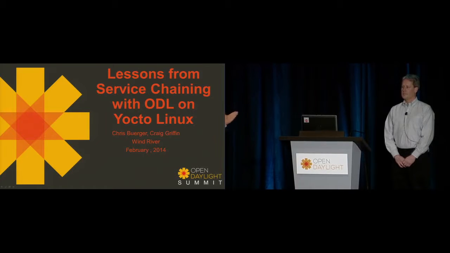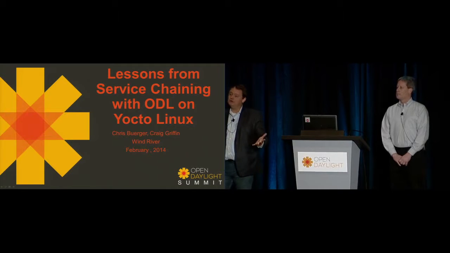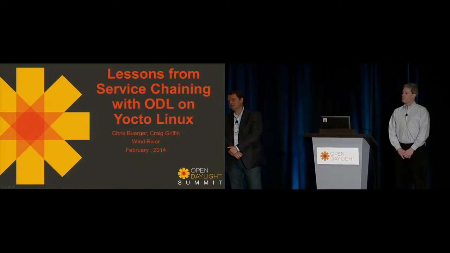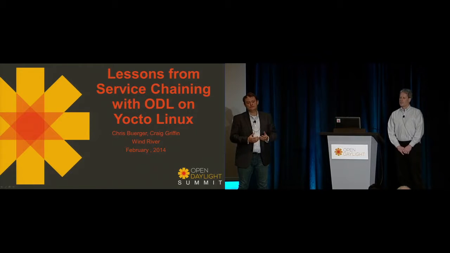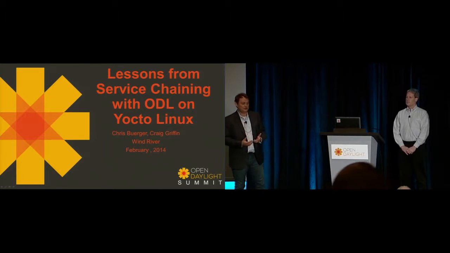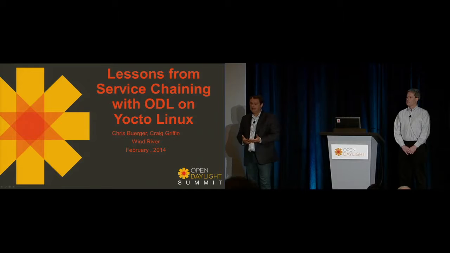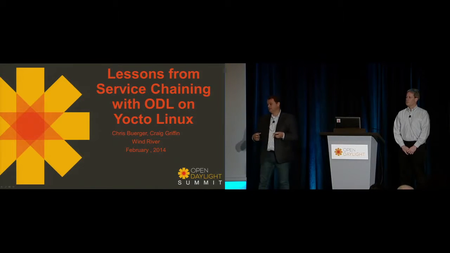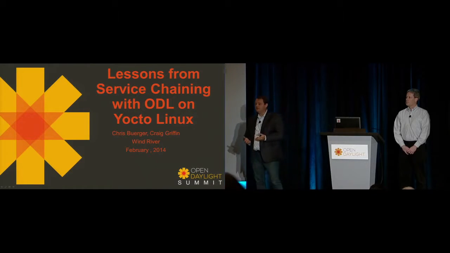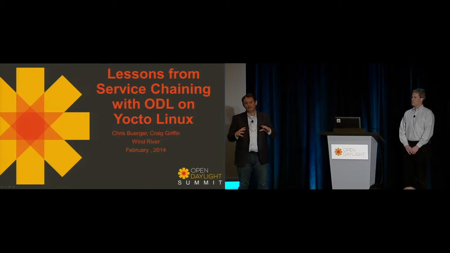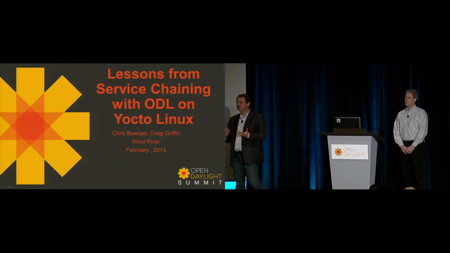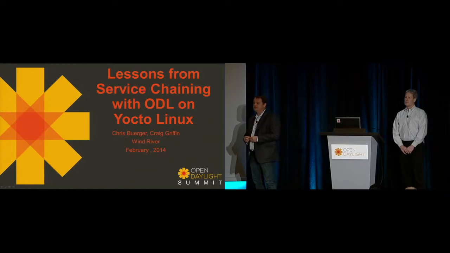I'm here with Craig Griffin, who is a lead architect within Wind River. We want to spend this morning talking to you a little bit about our experiences in actually using the pre-release version of Hydrogen in a scenario that combines an accelerated vSwitch, service chaining, on top of a Linux distribution that is traditionally used in a lot of telecommunications equipment.